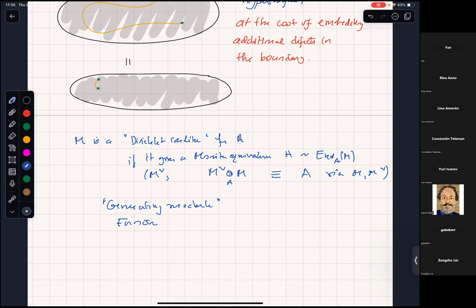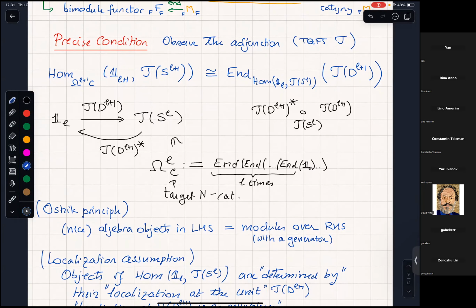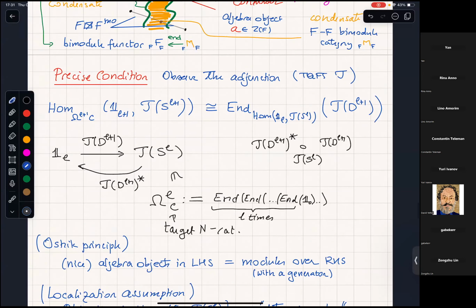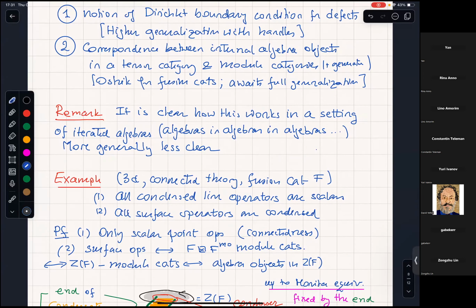I'm skipping the world of categories in which you can make sense of this. So this is something that's still a bit open. What's a good setting in which we can find Dirichlet boundary condition, generating boundary condition in this sense, that is not just algebras in something, algebras in algebras? There's a more general setting than that. That we don't know. But this works, of course, for the case of algebras and fusion categories. We can work on that. I think I'm already over time, so I'll stop here.